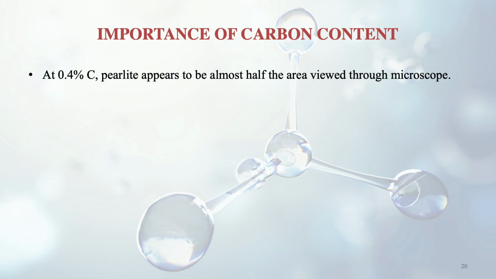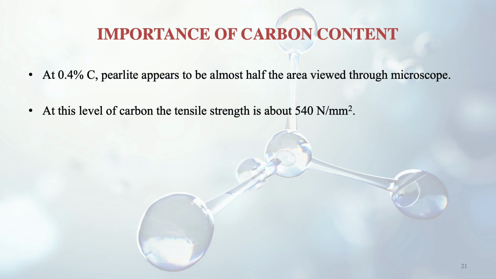Now we see that at about 0.4% of carbon in steel, perlite appears to be almost half the area viewed through the microscope. So around 0.4% carbon in steel, perlite is almost half of the entire material. At this level of carbon, the tensile strength is about 540 to 550 Newton per millimeter square.